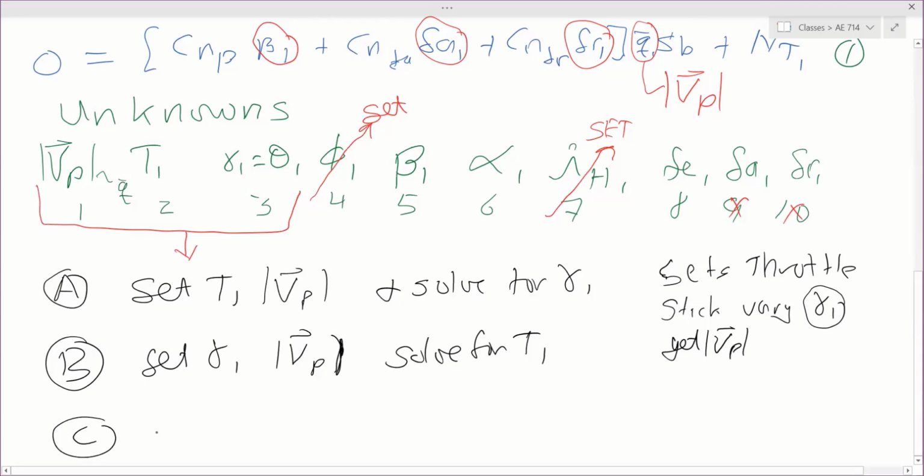And then option C is we can set the throttle and just pick a flight path angle, maybe diving at 3 degrees. And then we see what airspeed we get.